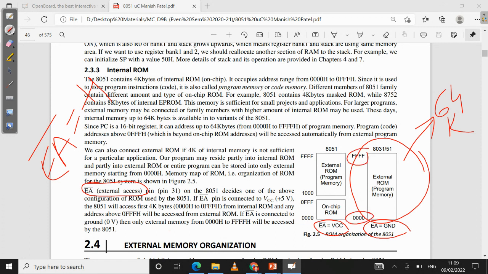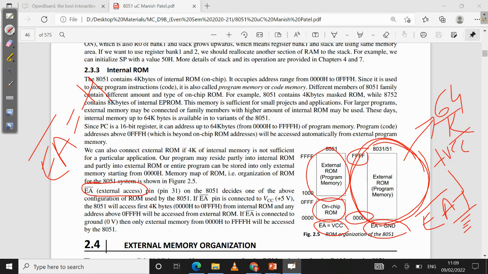Now this is clear. It totally depends upon what is EA bar. ये EA bar का जो पिन है 8051 का, इसको आपने VCC को लगाया है या फिर आपने इसको ground किया है. Depending upon that, you will access on chip ROM of 4K and external ROM of 60K. Or if your EA bar is grounded, you are accessing complete external ROM of 64K. I hope you have understood this.